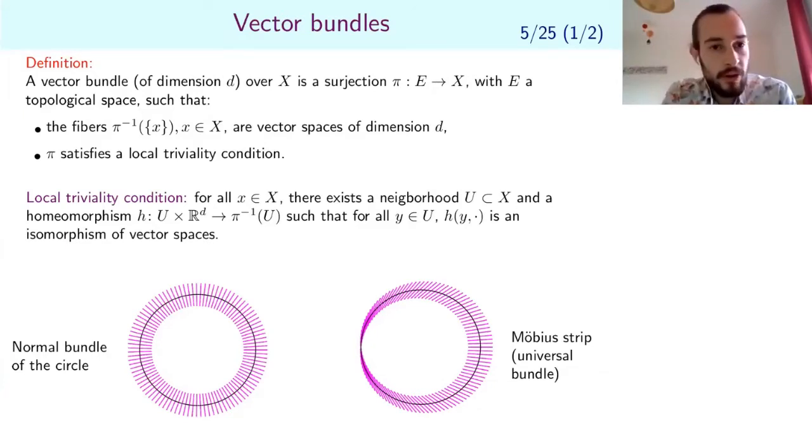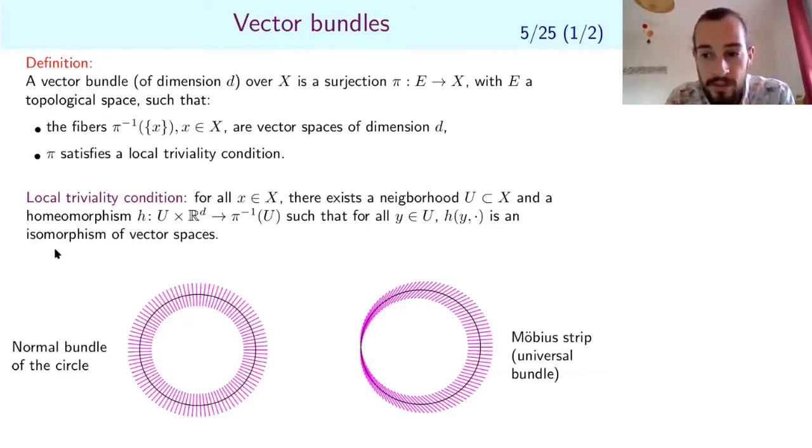If we want to talk about Stiefel-Whitney classes, we have to talk about vector bundles. On this slide, I give you the usual definition of a vector bundle. A vector bundle of dimension D over X, X any topological space, is a surjection from E to X. E is a topological space that satisfies two conditions. First, the fibers have to be endowed with a vector space structure of dimension D, so they are isomorphic to R^D. And pi, the surjection, has to satisfy a local triviality condition that is written here. Basically, it means that locally, E, the total space, looks like the product of the base space, X, and the vector space.